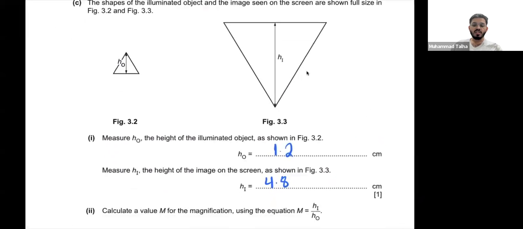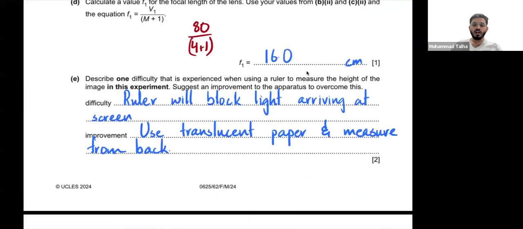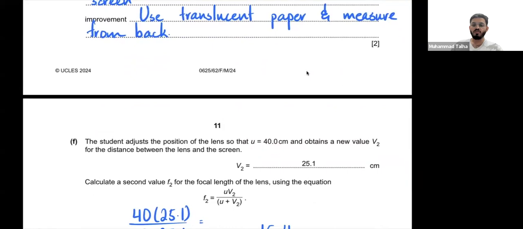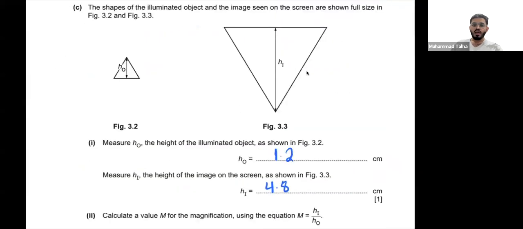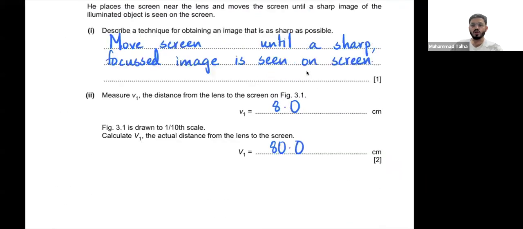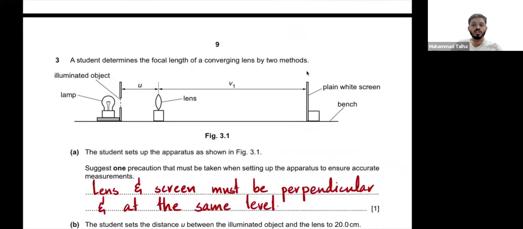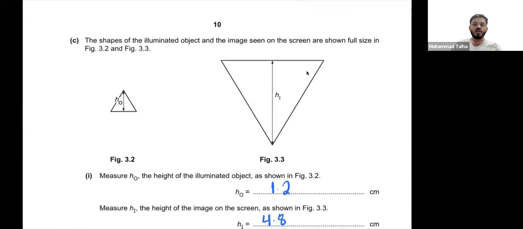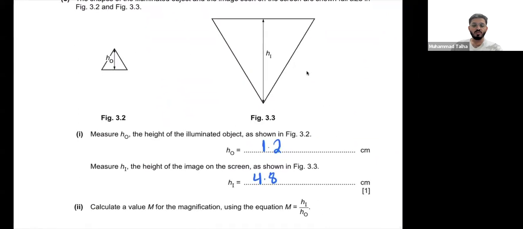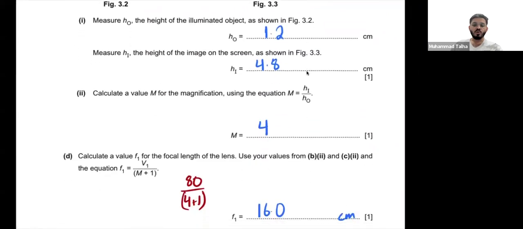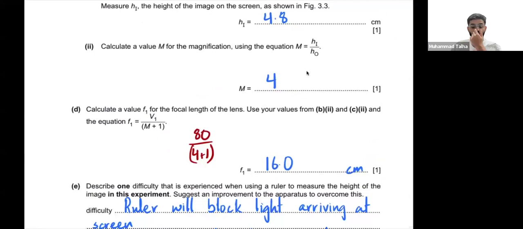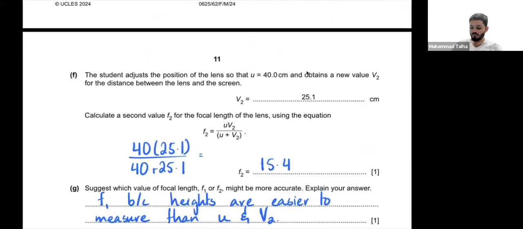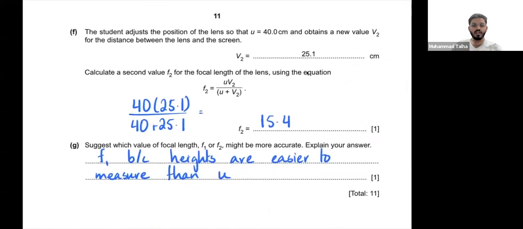But the difference is that here you are setting your U to be equal to a certain value, 40.0. And if you think about this practically, this is not very easy to measure. What is much easier to measure are the heights of the object in the image. Because of this reason, I'll say that what I calculated using this method, which was F1, is more accurate because the heights are easier to measure than U, right? So the heights are easier to measure than U here.